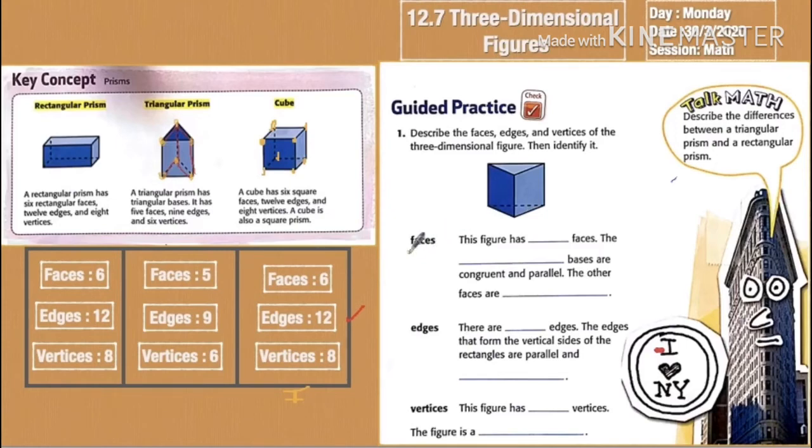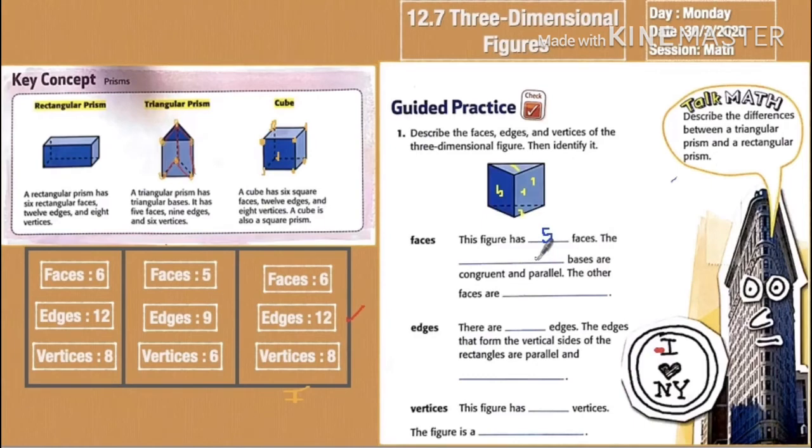Okay, so now we're looking for the faces. The figure has blank faces. So how many faces does this figure have? Let's count them. 1, the top, the bottom 2, the back 3, and then we have 2 sides here, 4 and 5. So here we have 5 faces.